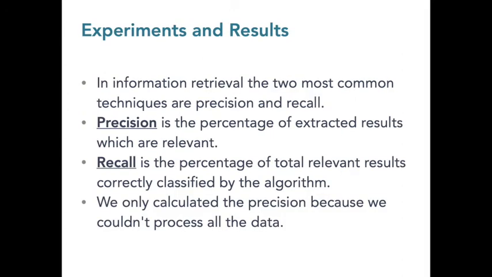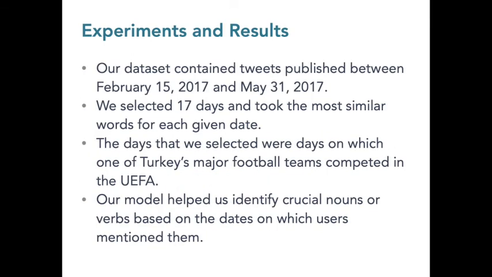In information retrieval, the 2 most common methods are referred to as precision and recall. Precision is the percentage of extracted results which are relevant, and recall is the percentage of total relevant results that are correctly classified by the algorithm. We only calculated the precision because of the high processing time requirements.